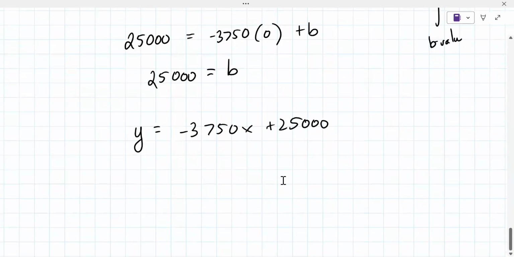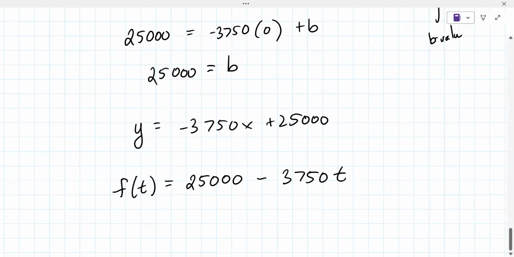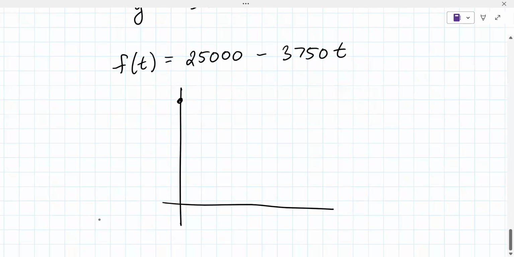Now, in your class, because they're talking about functions and function notation, it might be written this way: the function of t, where they put the B value first, 25,000 minus 3,750 t, like that. Okay. So the graph of this starts up here and comes down here.